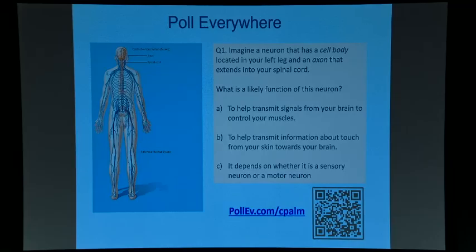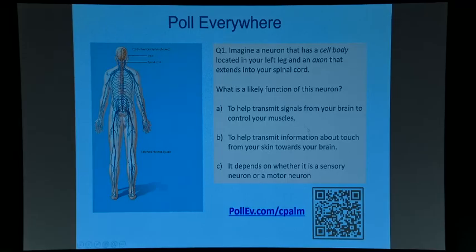And so if the cell body is located in our left leg and the axon is extending from there into our spinal cord, it implies a particular direction that the signals are being sent: from our leg to our spinal cord. And so B is the correct answer, that a plausible function is to help transmit information about touch from our leg into our central nervous system.